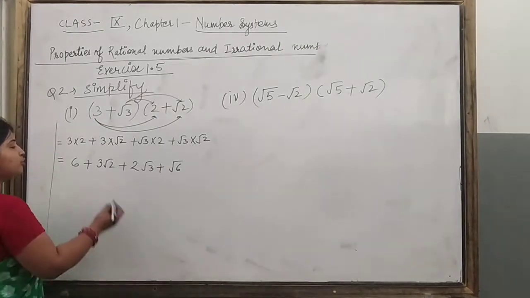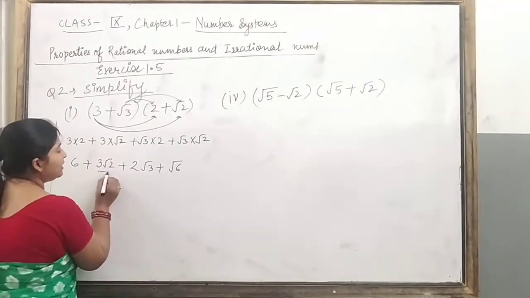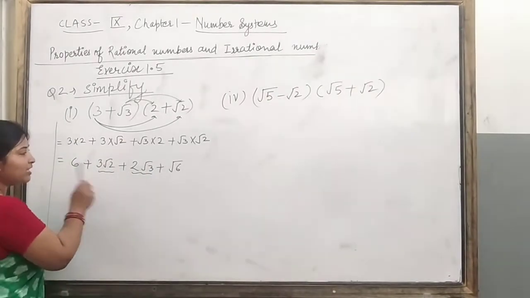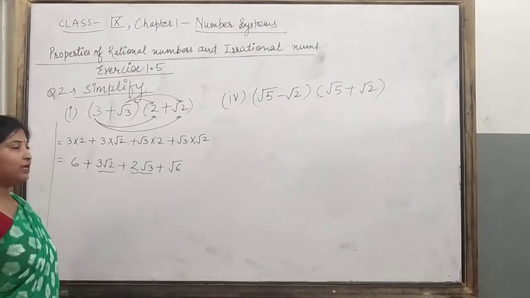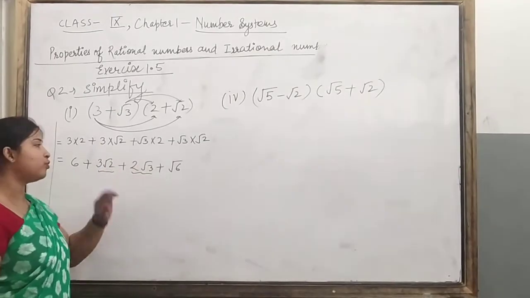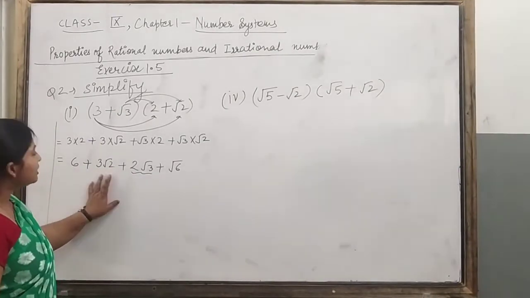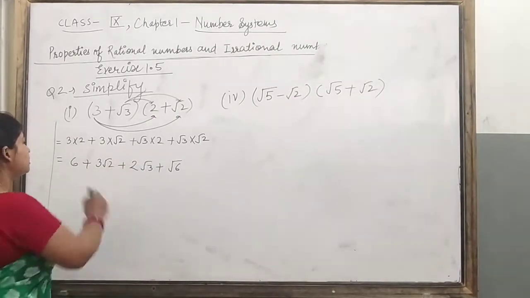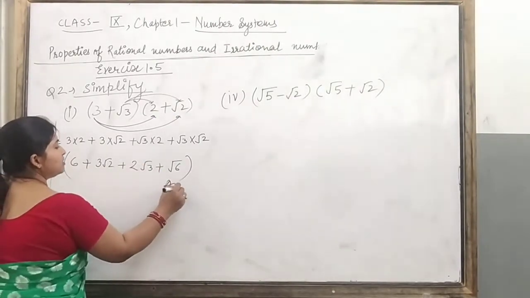Many students get confused, saying, ma'am, we cannot add these. Can you see, beta, whether they are like terms or not? Root 2 is here and root 3 is here. Are both the same or different? Yes, they are different, so we cannot add both of them. So this is your answer for simplification.